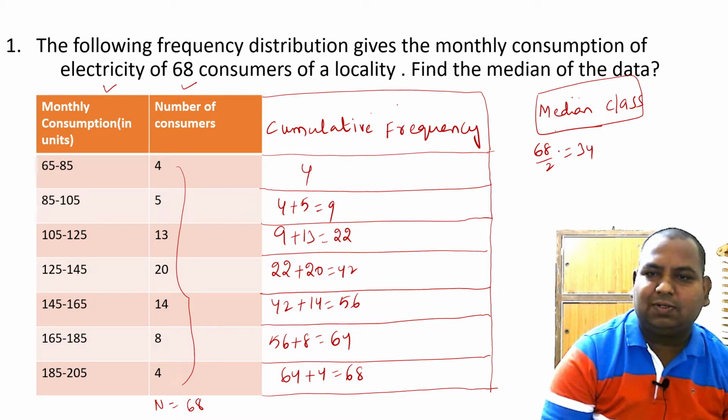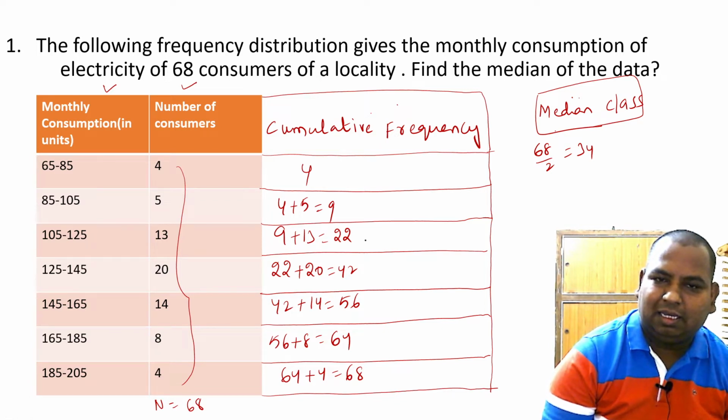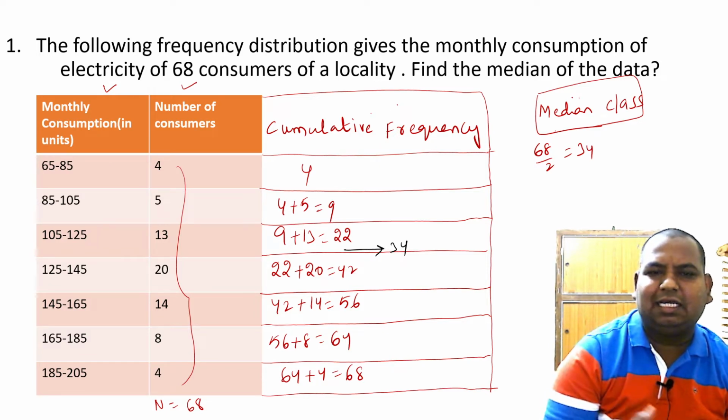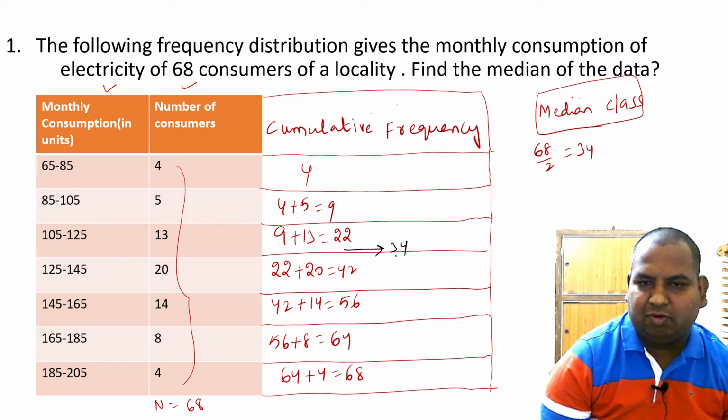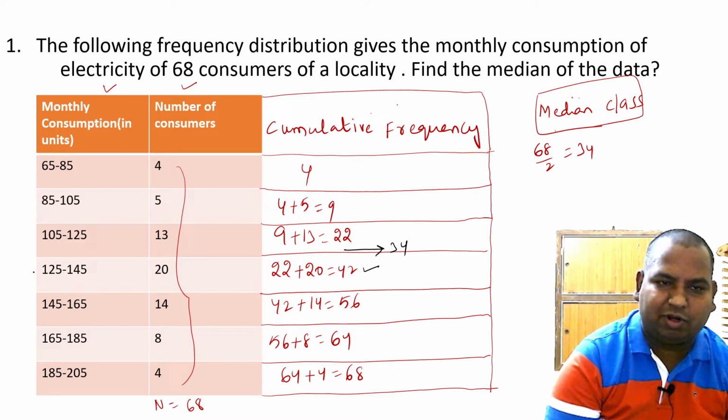Now search for 34 in the cumulative frequency. 34 lies between 22 and 42. Got it? So consider the bigger value. What is the bigger value? 42 is the bigger value, no? Okay. So the class interval containing 42 as cumulative frequency is the median class.